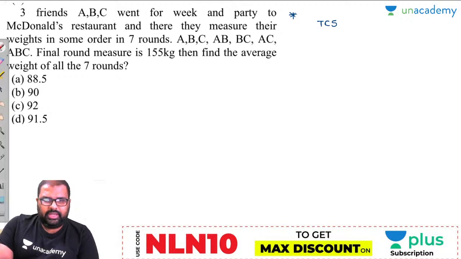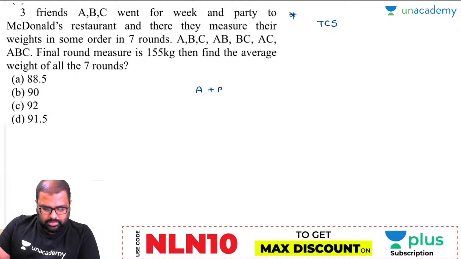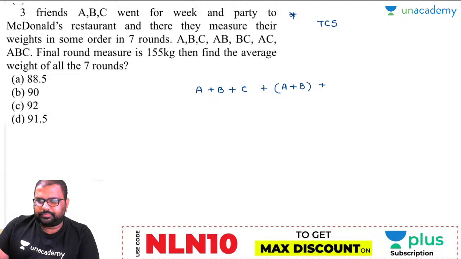Right. Now, look, three friends A, B, C went for a weekend party to a McDonald's restaurant, and there they measure their weights in some order in 7 rounds. A separately, B separately, and C separately. I'll write down like this: A separately, B separately. Yes, Manohar, very good. C separately, plus A and B together. Next, B and C together. Next, A and C together. Next, A, B, C all together once.